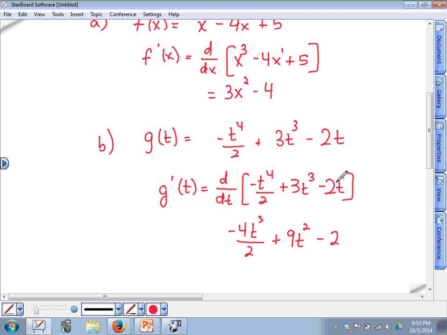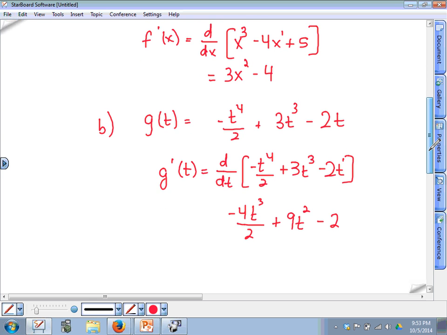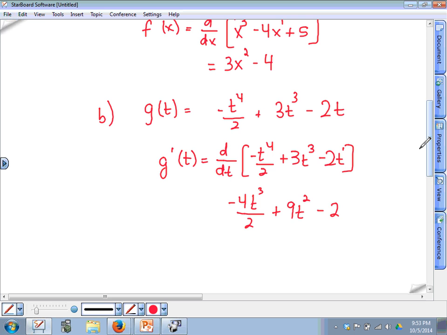And that's most often how you're going to see the sum or difference rule applied to mostly polynomials like this. Now you're going to want to look through and simplify this. Negative 4 over 2 can be simplified to negative 2 t to the third plus 9t squared minus 2.